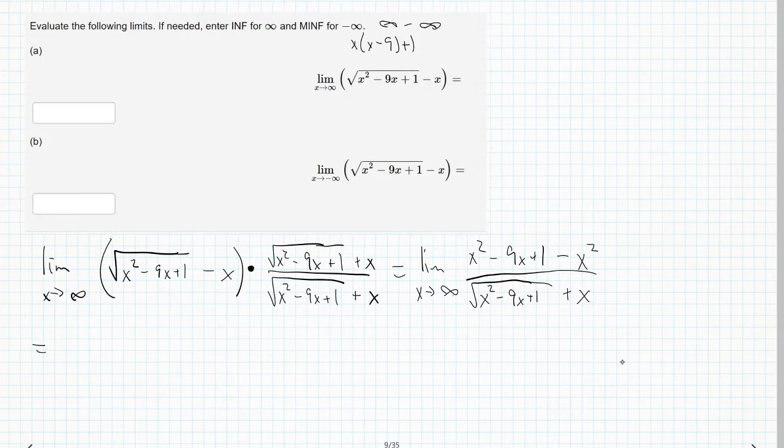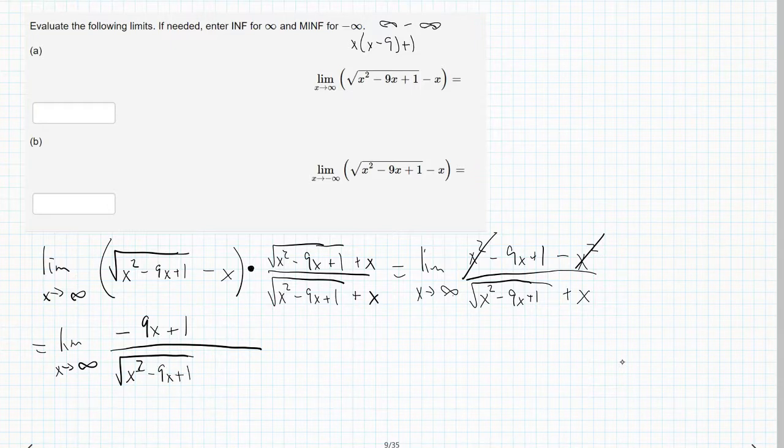Okay, so now moving forward from there, we get the limit as x approaches infinity of your x squareds will cancel, and you're left with negative 9x plus 1 all over the square root of x squared minus 9x plus 1, and then plus x. So what do we do at this point?